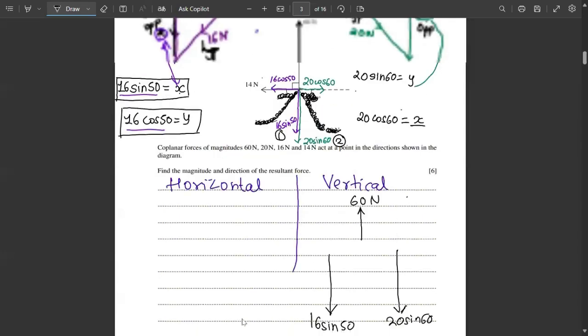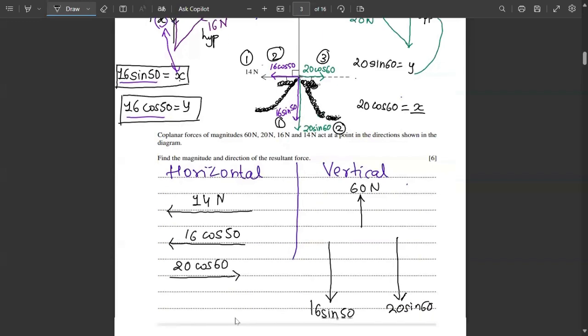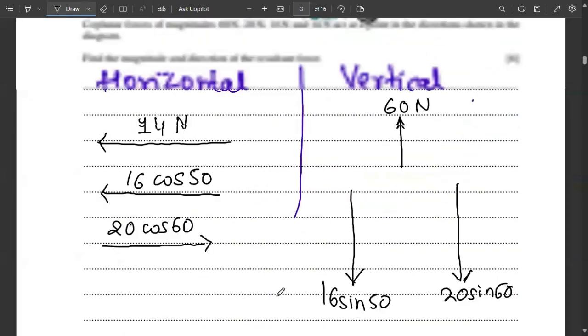And horizontal forces: 14 Newton is acting horizontally. 16 cos 50 is acting horizontally. And 20 cos 60 is acting horizontally. So on the left, one force is 14 Newton, another force is 16 cos 50, and one force is 20 cos 60. Now what we have to do is find the magnitude and direction of the resultant force.